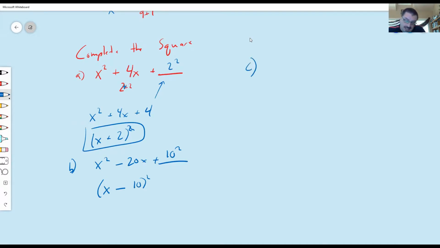I should mention the one caveat here. The one caveat is, for this to work well, the number in front of x squared has to be 1. If it's not 1, it's not going to work out.